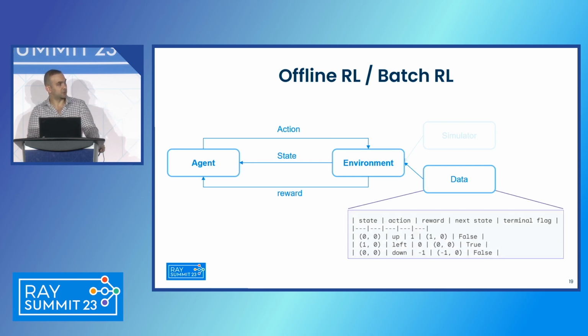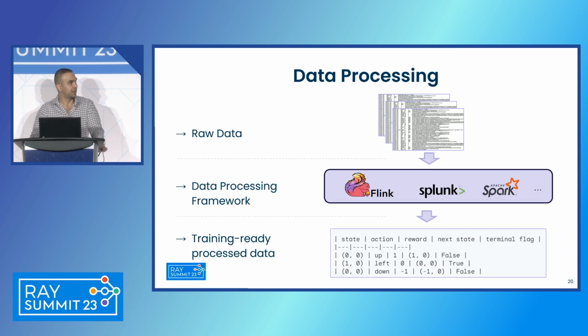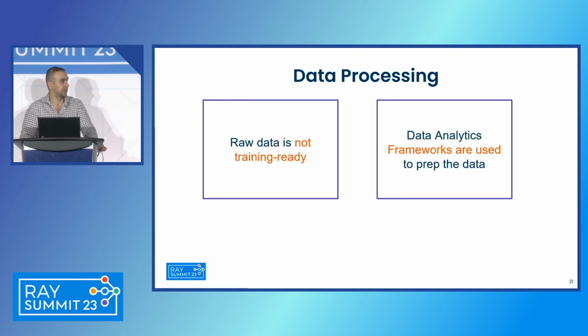And the data that would be useful for the agent there would have to be formatted in a certain format. So you'd have state, action, reward, and next state. And sometimes you can add a terminal flag there, or whether this is a terminal state or not. But it's expecting a certain format. What I'm trying to say here is that you're expected to process that data in a certain way before using it. And one way of doing that is you could take raw data, use some data processing framework like Spark or Flink or Splunk. And once the data is ready for training, then you can feed it to Ray and just use it for your reinforcement learning or machine learning for that matter.